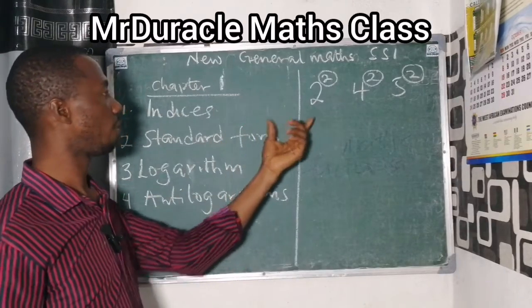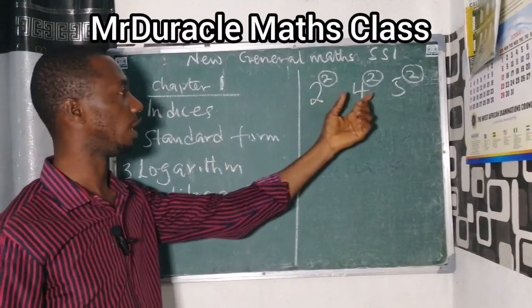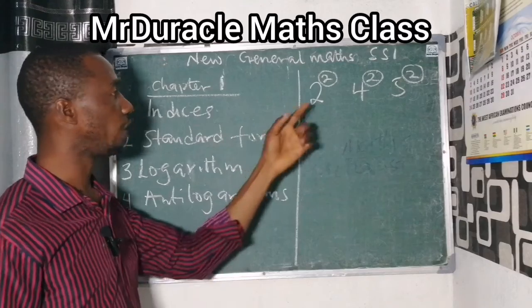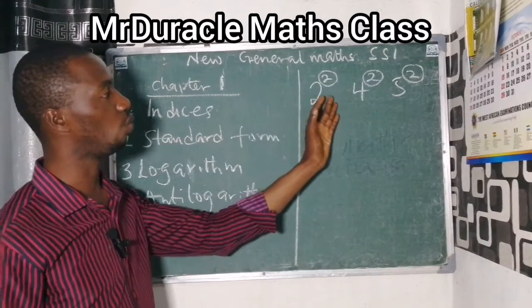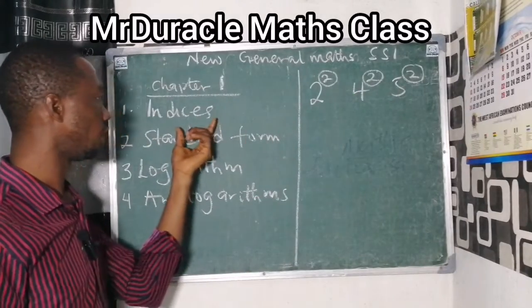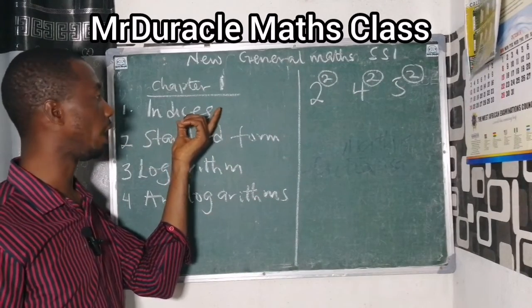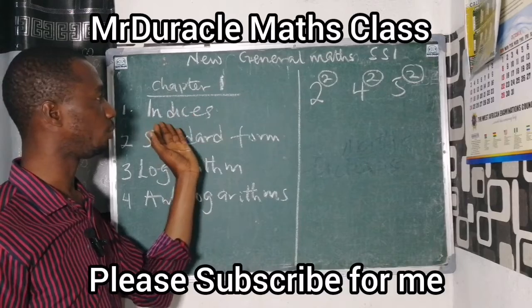So when we have problems in this order of index, how do we add them? How do we multiply them? How do we divide them? How do we handle problems like this? That's what SS1 chapter one wants to expose you to: how we are going to be solving problems that are in index form.